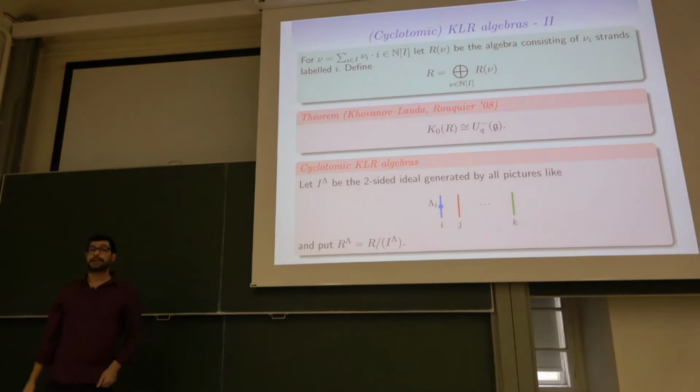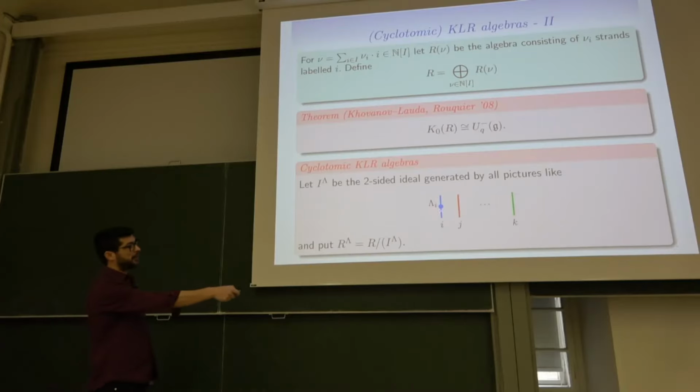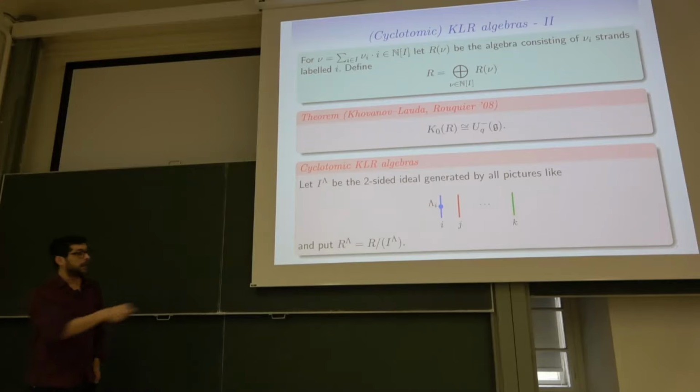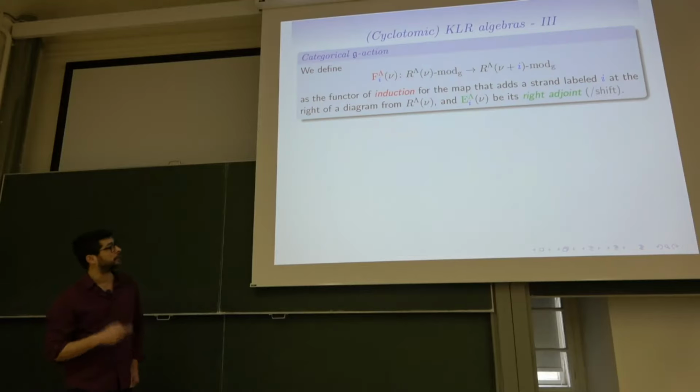Okay, now what is the cyclotomic quotient? Yesterday, in someone's talk, you had y1 to some power. In terms of pictures, that means that you just consider an ideal generated by pictures that contain lambda_i dots on the first strand at the left if it's labeled by i. So take the collection of all these pictures, generate a two-sided ideal, and take the quotient algebra. This is the cyclotomic Khovanov-Lauda-Rouquier algebra.